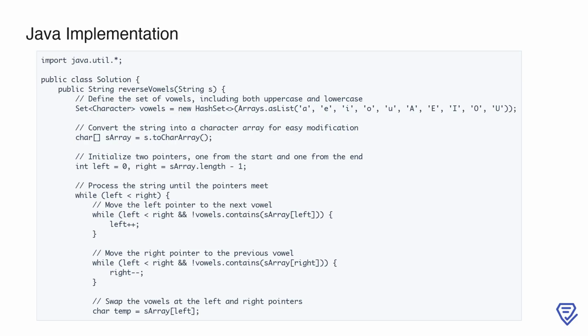Next, we convert the input string into a character array so that we can easily modify it in place. To reverse the vowels, we use two pointers, left, starting from the beginning of the array, and right, starting from the end. The goal is to move these pointers toward each other, swapping vowels when they are found. To achieve this, we first move the left pointer forward until it points to a vowel. Similarly, we move the right pointer backward until it also points to a vowel. This ensures that only vowels are targeted for swapping.